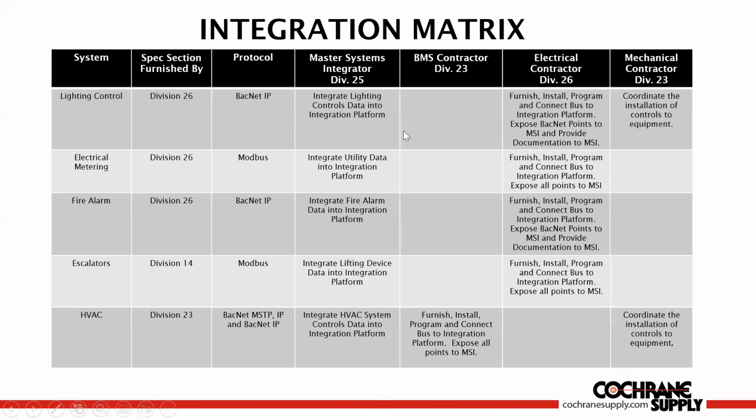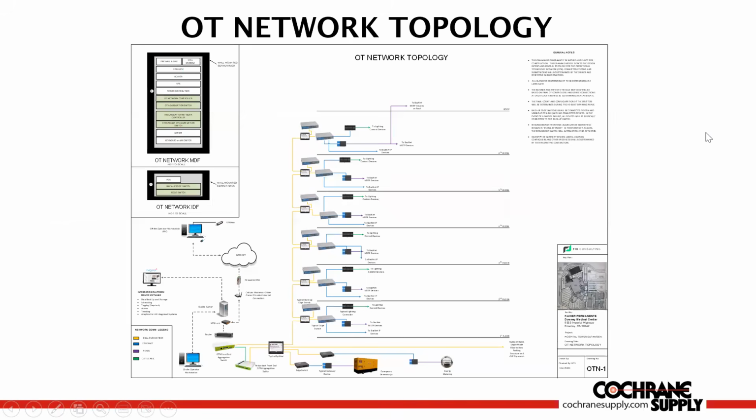But remember, as a consulting engineer, we want to make sure we get as much on the drawings as humanly possible. So there's no way that the lighting control contractor, the fire alarm contractor, the contractor handling the escalators or the HVAC, none of them can claim that they didn't know that they had a responsibility for providing their data to the master systems integrator. Because if they didn't open up the specification, at the very least, their drawings and the front page of their specification will point them back to this drawing. So we want to make sure that we put as much on the drawings as humanly possible.